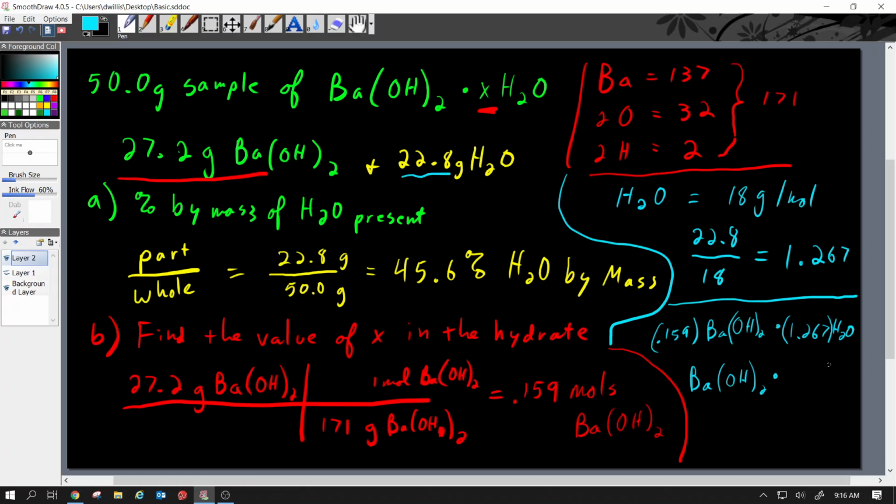Punch the buttons. All right. 1.267 divided by 0.159 is 7.969. So that basically is 8. And so what we find out is that barium hydroxide is actually an octahydrate. And so we would name that barium hydroxide octahydrate.